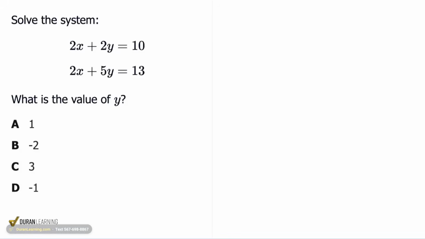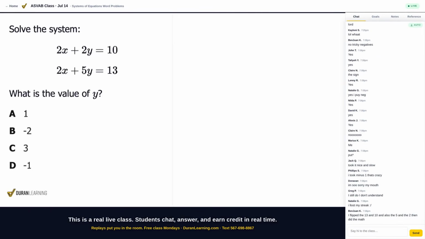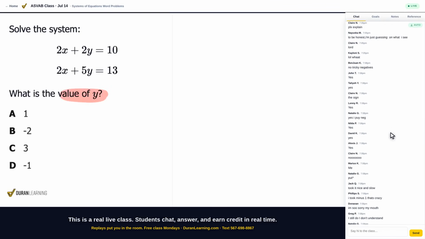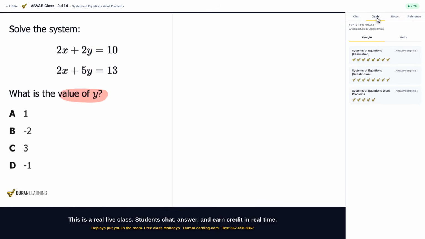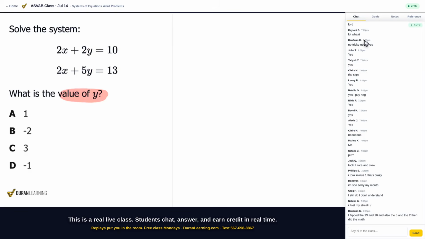Here we go. All right, so we've got a system of equations here, everybody. Let's get straight to work. So what I immediately notice is that we have to know what we're solving for. We're trying to find the value of y. So that's right here. So it's in our best interest to either eliminate or substitute the x, so that way we can just get y by itself.